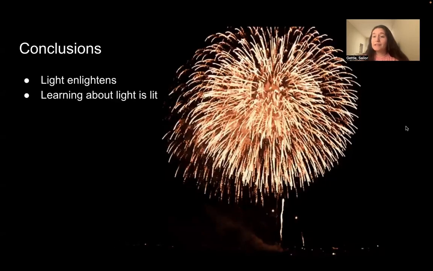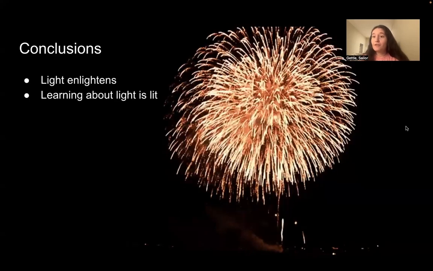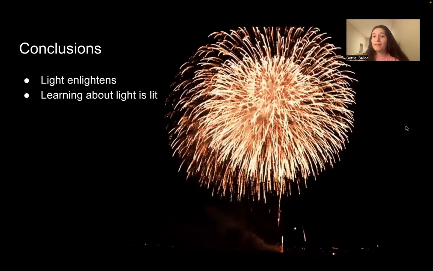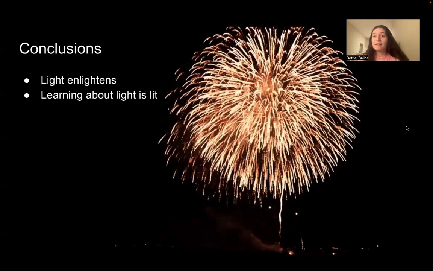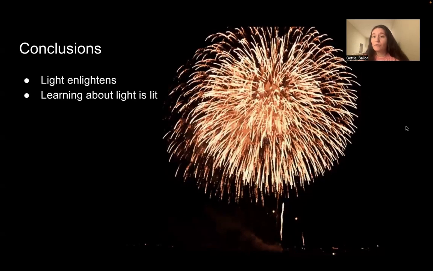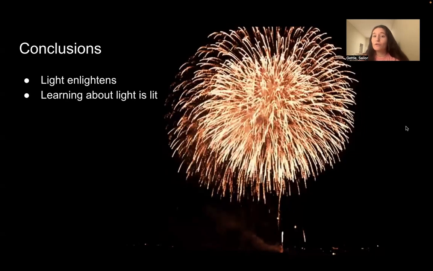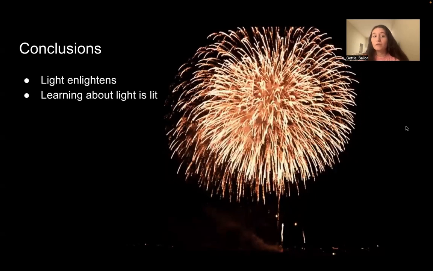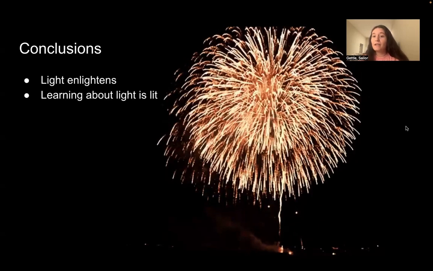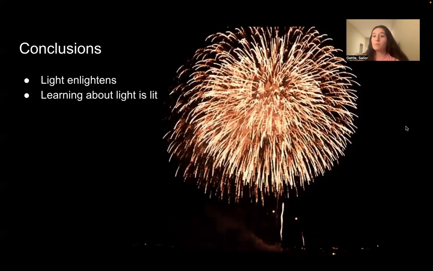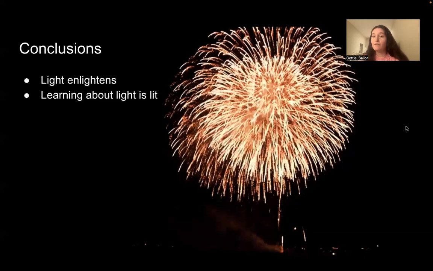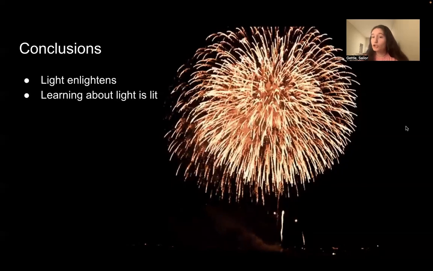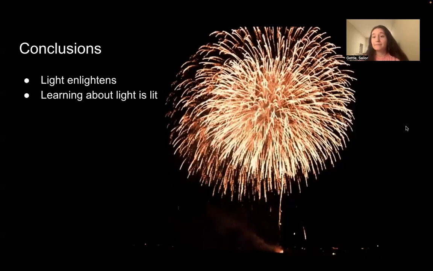So to conclude, light enlightens us. In the first phase of this experiment, the speed of light was determined to be about 2.6 times 10 to the 8th meters per second. In the second phase of the experiment, hydrogen and deuterium emission spectra were used to determine atomic properties, including the Rydberg constants and the mass of deuterium. And then finally, the incandescent light bulb was determined to be the closest approximation of a black body emitter given its temperature dependence. Therefore, learning about light is lit.